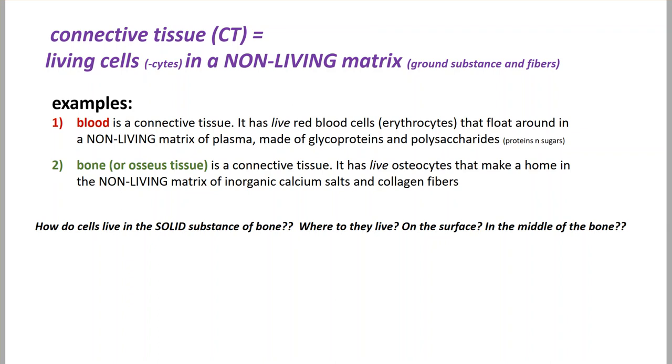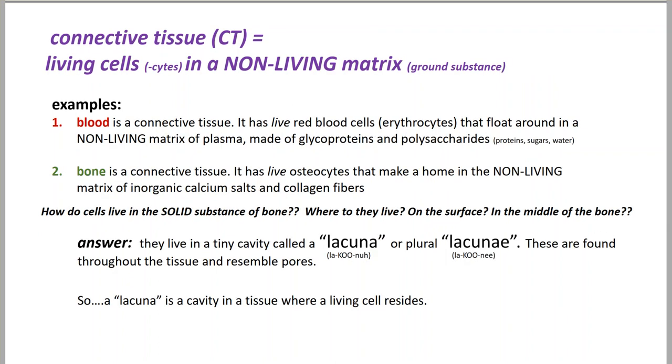Let's take a look. The answer is that they are going to live in a special little lagoon or a little cavity where they're happy and content and they've carved out a little cave for themselves. And so the cavity where the cells live in a solid surface, if your bones are solid, they have to live somewhere, right? Is called a lacuna, or plural lacunae. And it's just a little cavity in a tissue where a living cell resides. And we'll see that when we look at the histology image.